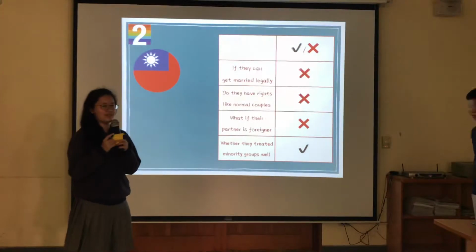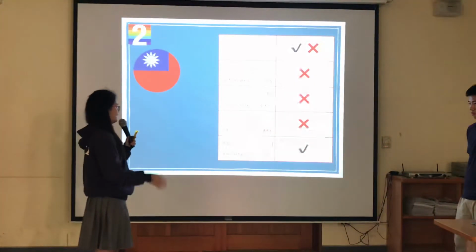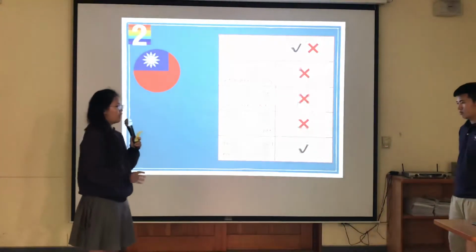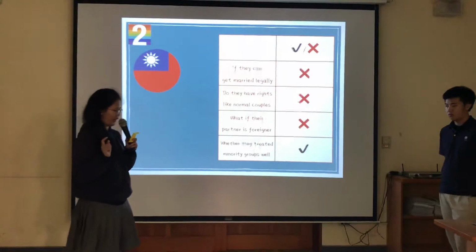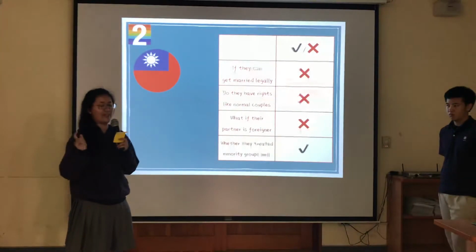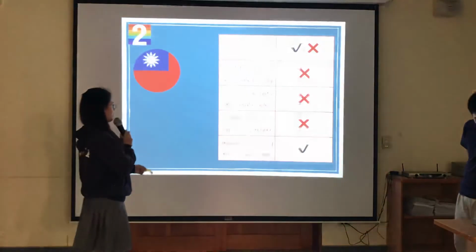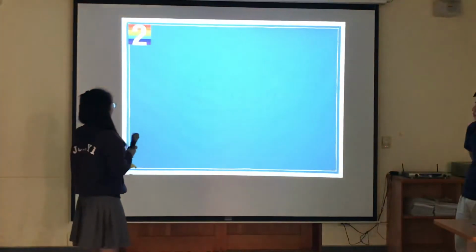By the way, why Taiwan is so happy and why we can say that we treat the minority groups well is because according to the LGBT website, there is a ratio. Taiwan has the 2nd highest gay happiness index in Asia. And that is a really big contribution. So next, I'm going to talk about Finland.